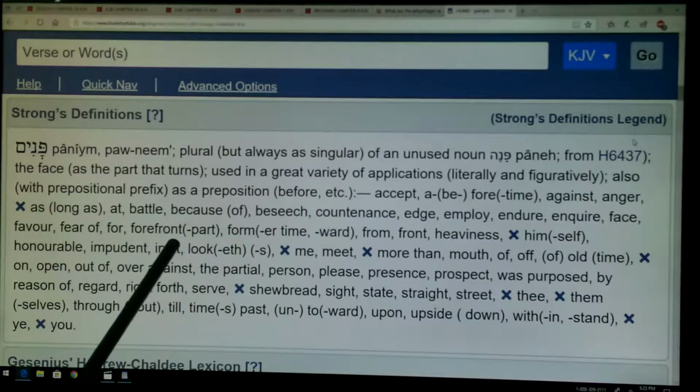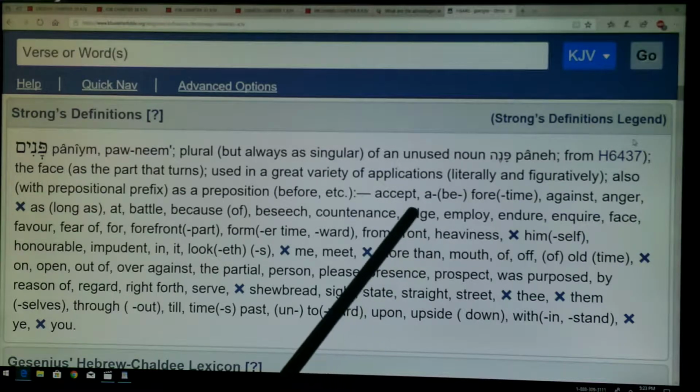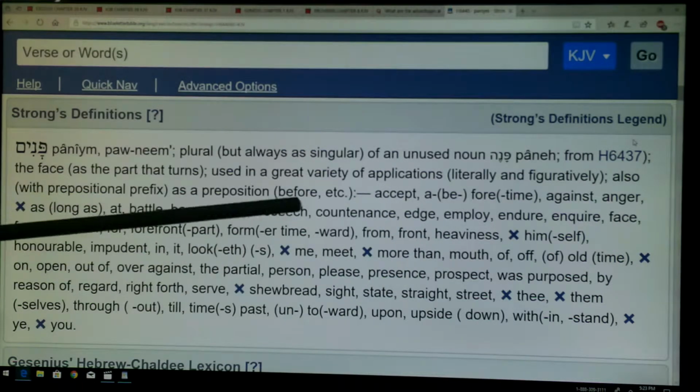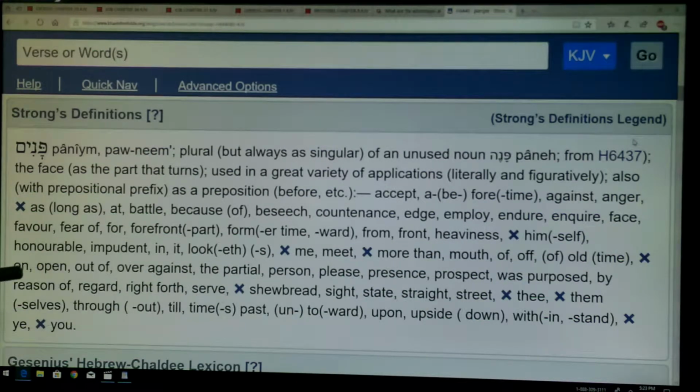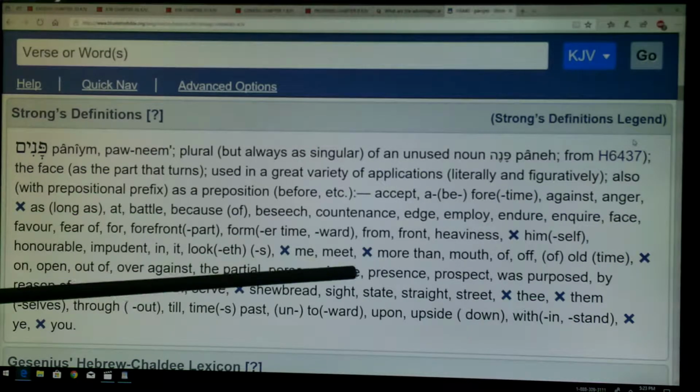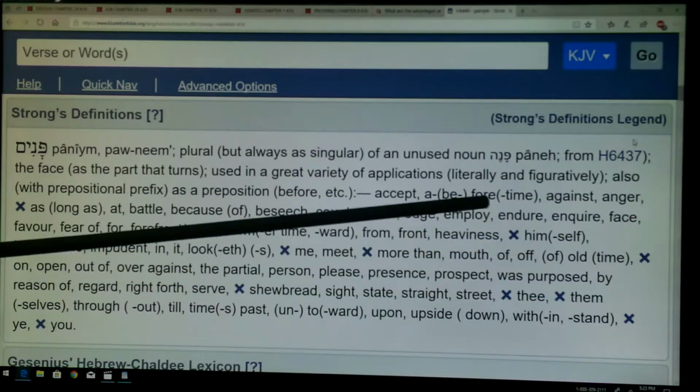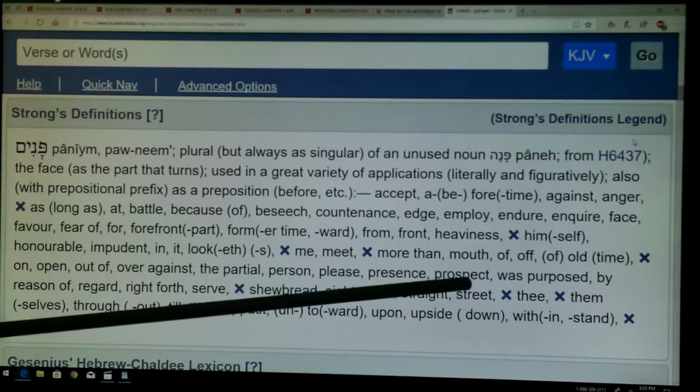It's a forefront part. Like the panim of the water is the forefront part. The panim of the face of the earth, face of the deep is the forefront part. Former, time, forward, front. From, front. The front part of the water is the panim, the level on the top, and the front part of the earth on the top is the panim. Heaviness, himself, honorable, imprudent, in, it, looketh, me, meet, more than, mouth. Your mouth is a panim.